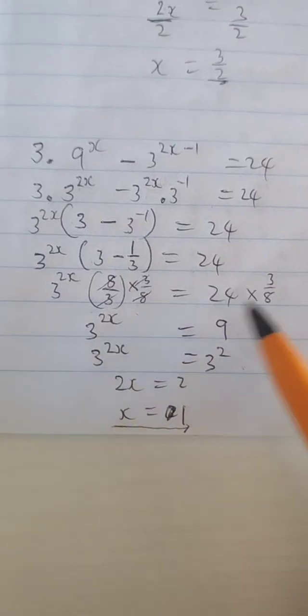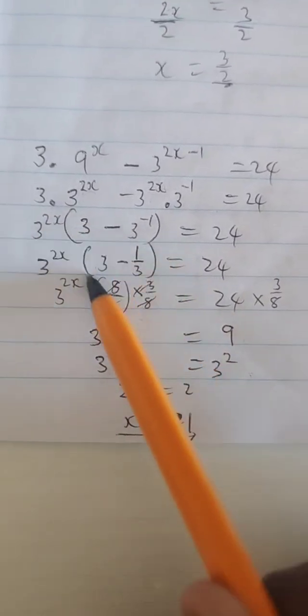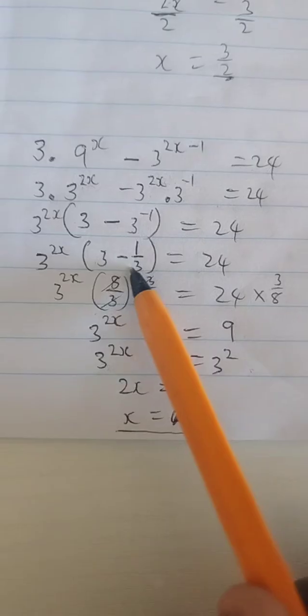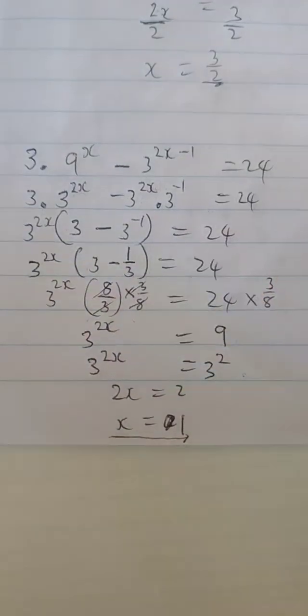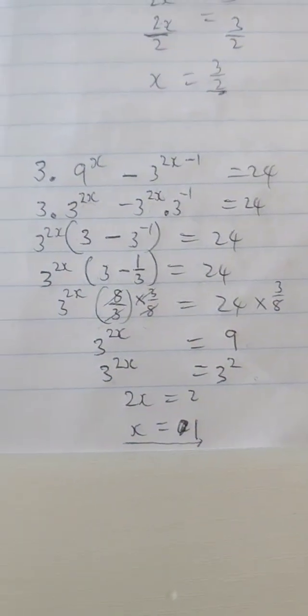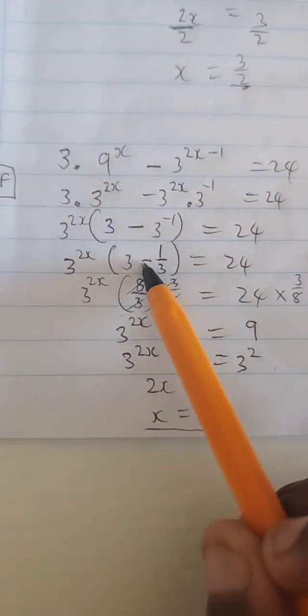How did you get 8 over 3? 3 minus 1 over 3, my guy. When you subtract 3 minus 1 over 3, you can just use your calculator to subtract that. Okay, you will get 8 over 3, my guy.